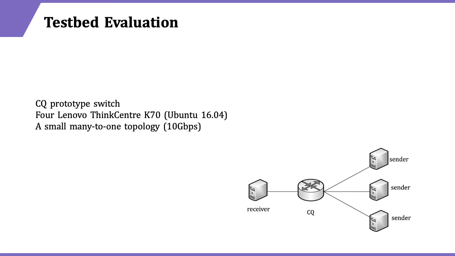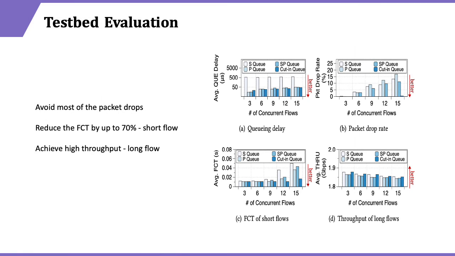In this section, we run several experiments to evaluate the performance of CQ. The testbed consists of a CQ prototype switch and 4 hosts. All hosts connect to our CQ switch with 10 Gbps links, making up a small many-to-one topology. In this experiment, we compared the performance of CQ with 3 other schemes: single queue, priority queue, and shared priority queue. Results are shown in figures A, B, C, D.